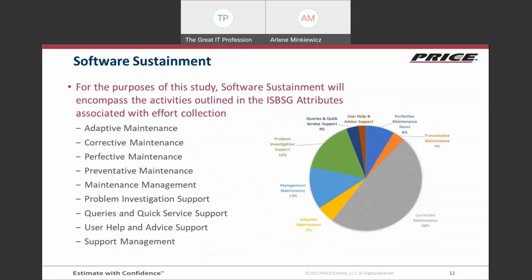For the purposes of this study, software sustainment will encompass activities outlined in the ISSG attributes associated with effort collection. So there's adaptive maintenance, maintenance to adapt to new environments, corrective maintenance, maintenance to fix bugs, perfective, to make it better, and preventive, to address technical debt. And then there's the management of those activities.